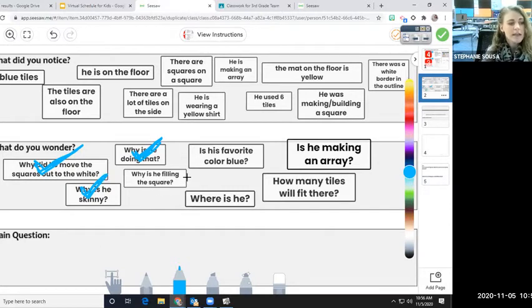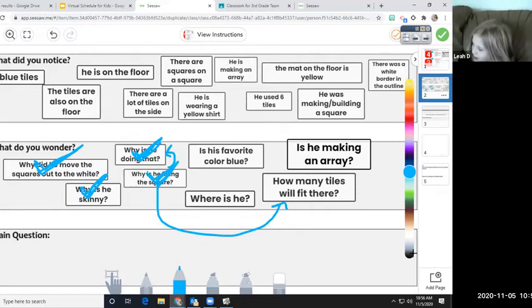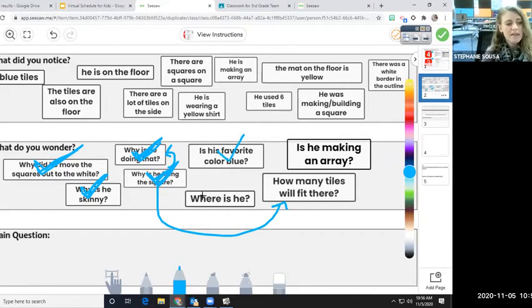Why is he filling the square? That goes in with why is he doing that? He's trying to figure out how many tiles will fit there. He wants to know how many of those blue tiles will fit inside of that square. Is his favorite color blue? Yes, it is. Where is he? He is in South Carolina, where he lives, and he is at an elementary school that he is working for.